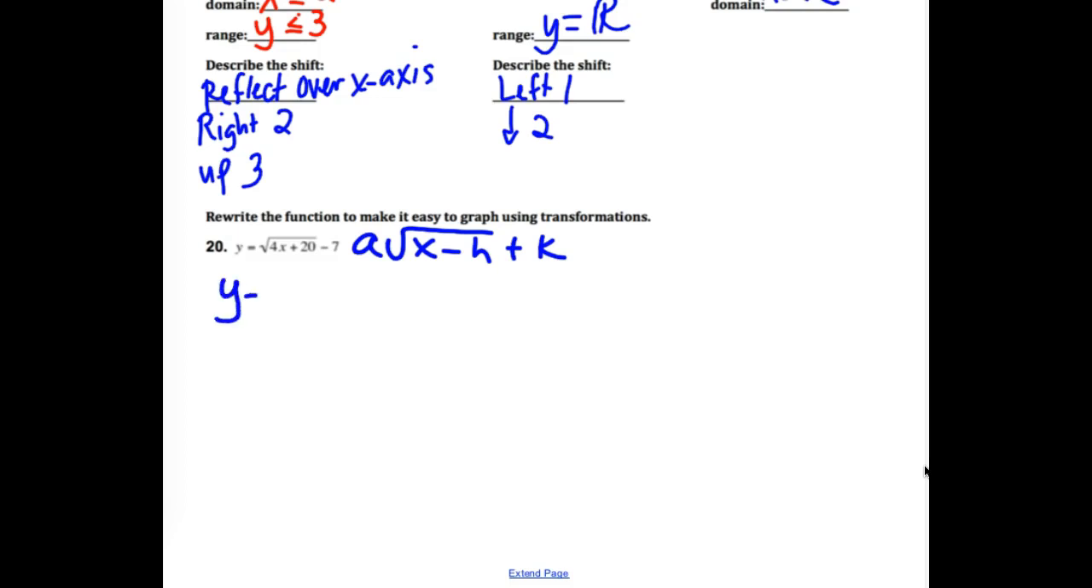So what we're going to do is we're going to factor the 4 out. Now, I'm going to do it in 2 steps. I'm going to factor it out, but keep it inside my square root. So I'm just pulling it away from the x a little bit. Factoring out a 4 from 4x leaves me with an x, and factoring a 4 out of the 20 leaves me with a 5. Then I can split this up.